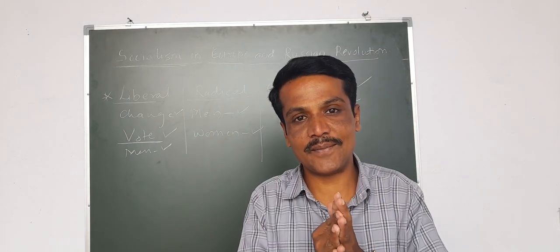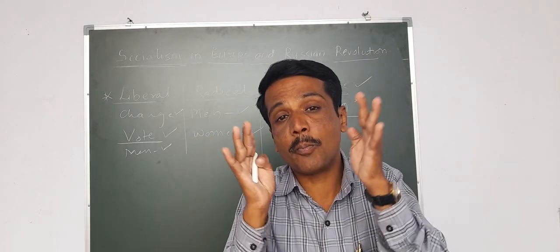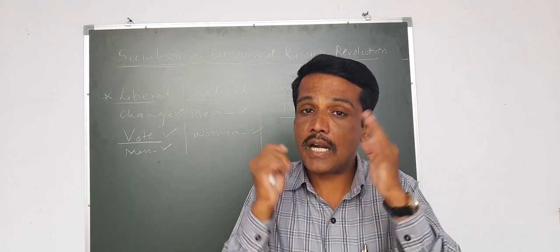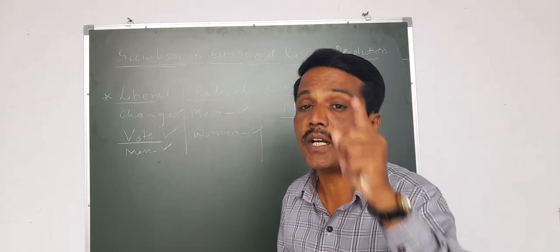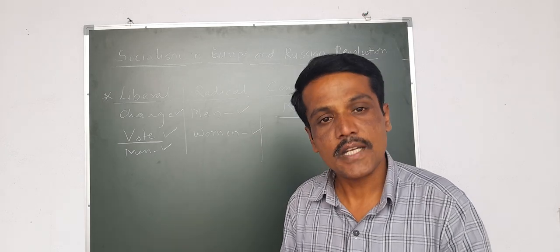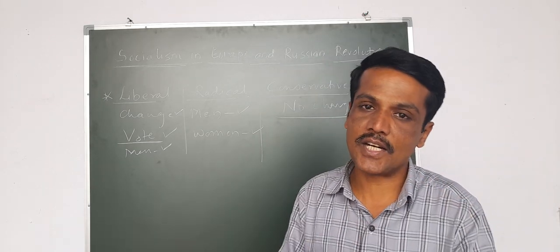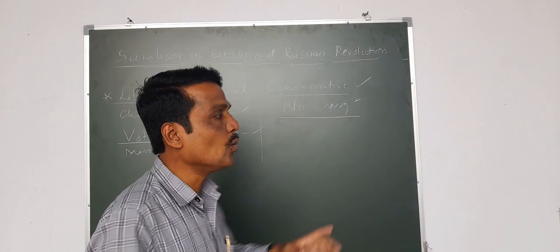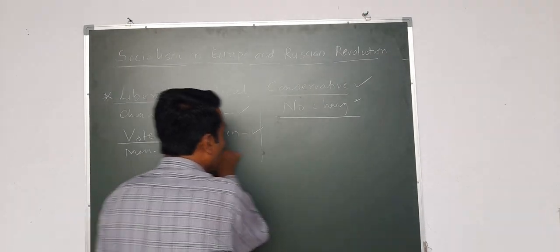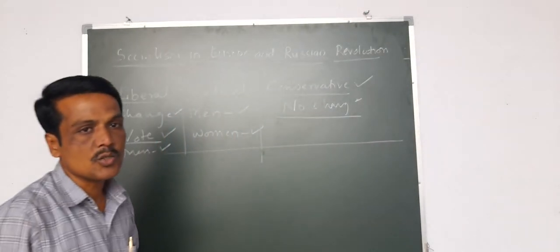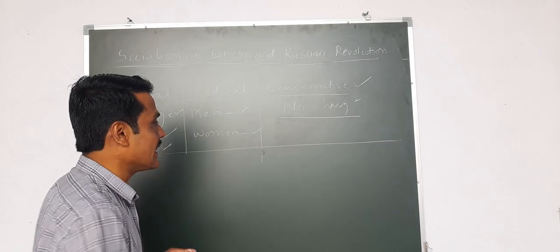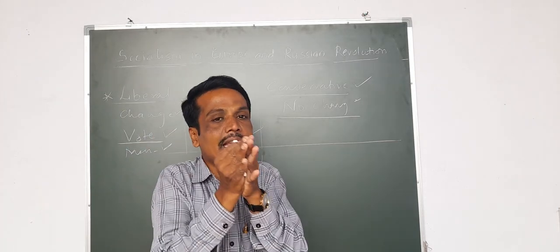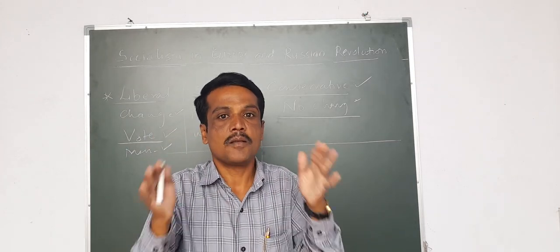What kind of changes were there, and how were the people living? Unless and until we understand how the Russian society was before the revolution, we can't understand it. So let's understand the Russian society as it was found in the European countries. If you think about the Russian society, it was clearly classified into two parts.